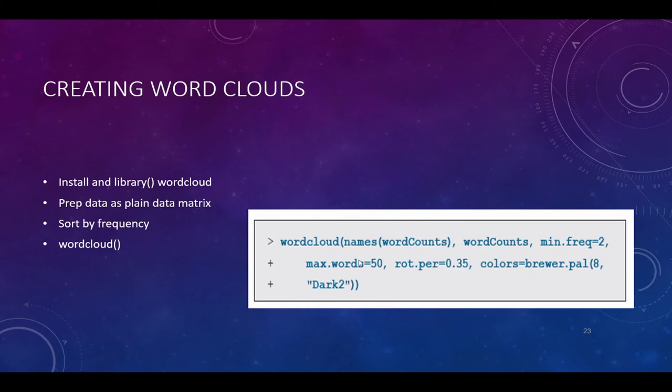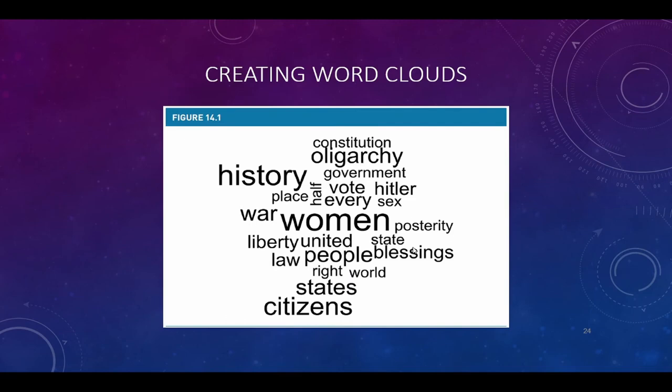So here's wordcloud. For names, you're going to want word counts. The minimum frequency is 2. What I'm saying here is anytime there's a word that only appears once, ignore it. I need it to appear at least twice. The maximum number of words I want is 50, so it's going to take the top 50. Say there's 1,000 words, it's only going to take the top 50. And we've got a color indicator here. This is a rotation, so you can see, as we'll see in the picture, the words go like 90 degrees and stuff like that.